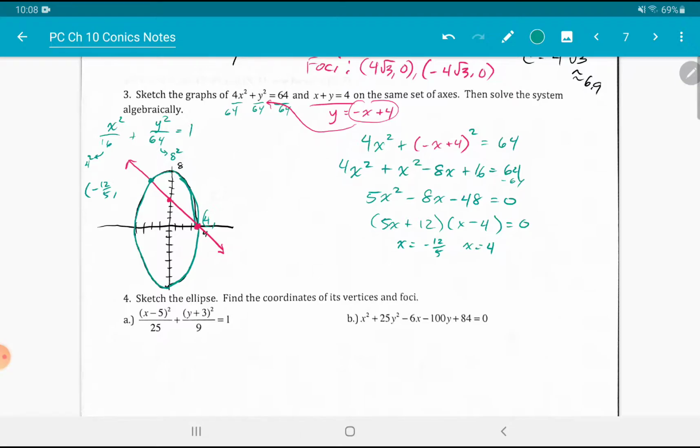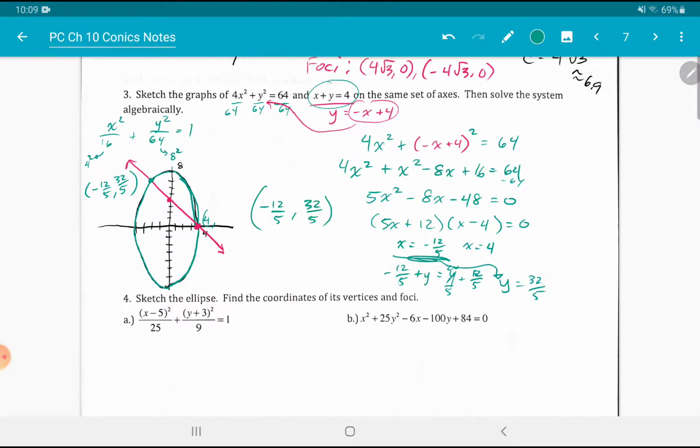So we've got to find that. Let's just plug the x value into x plus y equals 4. That will be the easiest, I believe. So negative 12 over 5 plus y is equal to 4. Add 12 over 5. So we should get 32 over 5 then. So this x value will have a y value of 32 over 5. And there it is, 32 over 5. There is one of the intersection points.